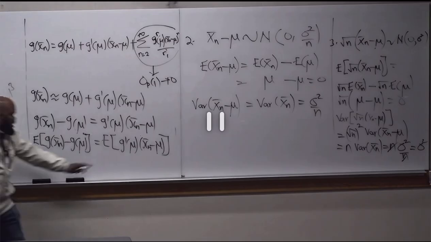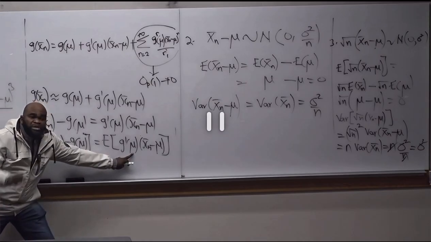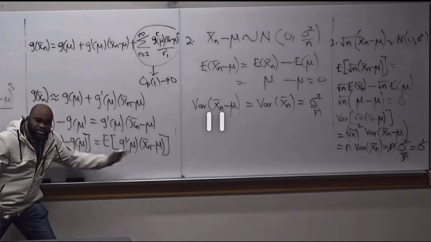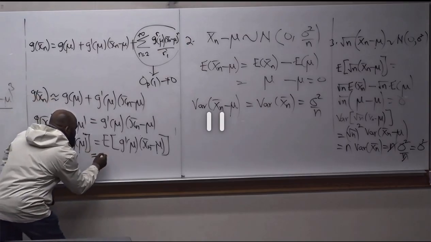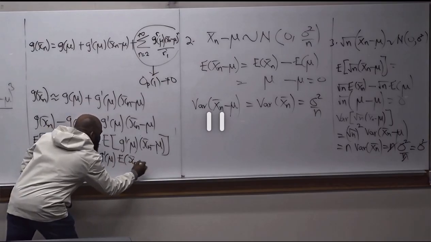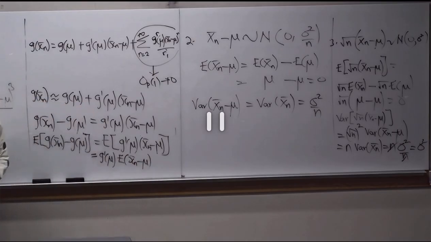And let me tell you this. Anything that has to do with mu is constant. It's actually going to be taken as constant. So here, this is going to be g prime of mu, expectation of that. Please pay attention. You can see now?